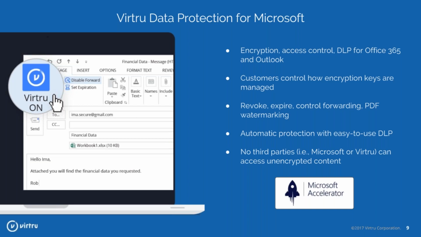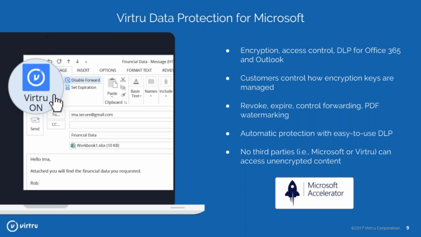When you apply this, you have that control capability to revoke, expire, and provide content downloading protection through watermarking, as well. And the important thing to think of as you're thinking about this data protection technology is you're not introducing a new cloud provider that has access to content. At no time does Virtru, Microsoft, or any external provider have access to this content. You are authorizing those providers to have access to that.